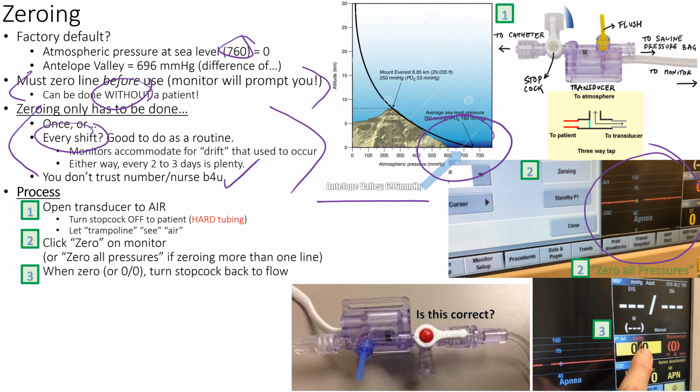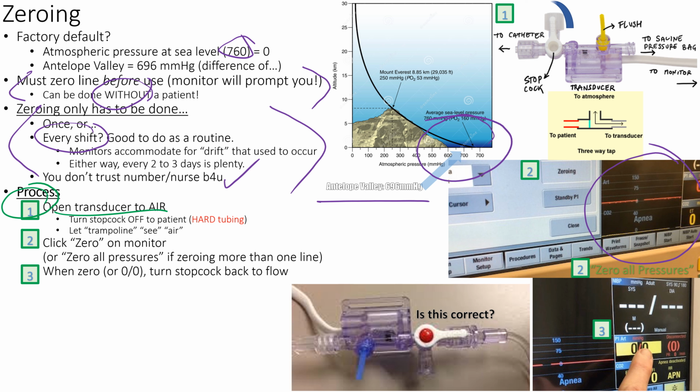So how do you zero a patient? Do you have to be leveled at the phlebostatic axis to zero? No, because the patient doesn't even need to be there. Why would they need to? All you're doing is telling the transducer what the outside pressure is. And then once you hook it up to the monitor and level it, that's when you get your actual pressures. So first step, you're going to open the transducer to air.